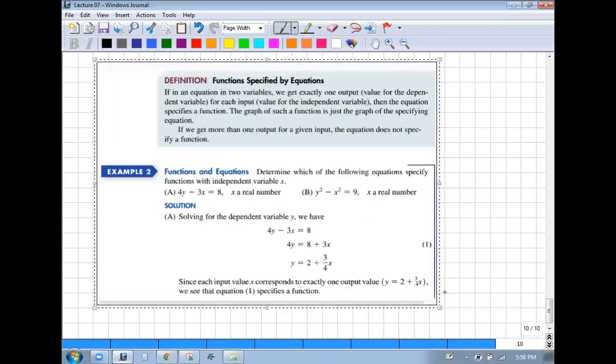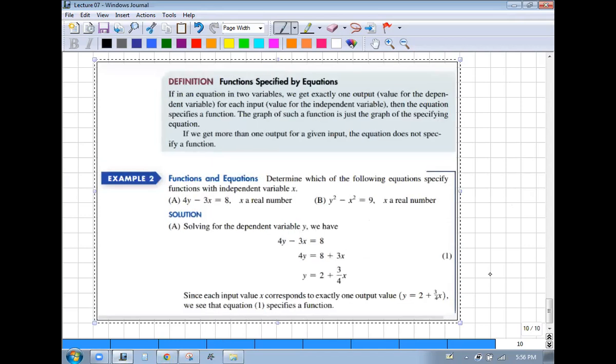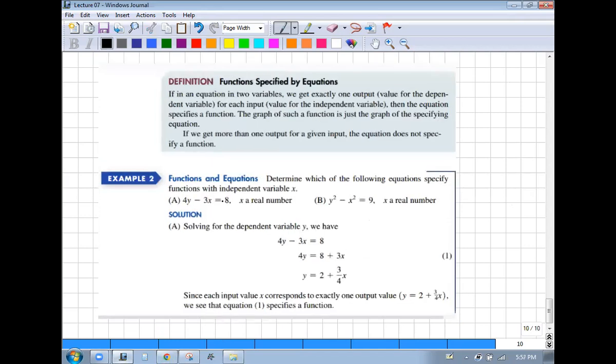All right, functions specified by equations. All right, so here's the deal. They're going to give you an equation and ask you, is that a function? Can that be represented as a function? Basically, if you can solve for y, right, and you only get one y for each x, then it'll be a function.